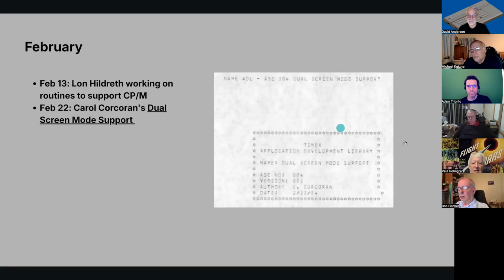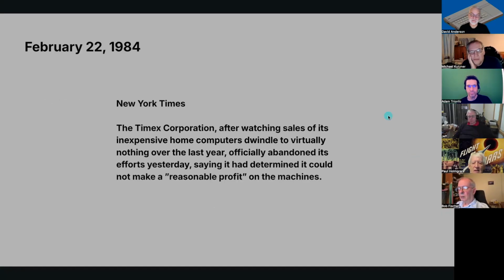February 22nd. And that date's important because that's the date that Timex went to the press and said, we're out. And that was when Lon looked around his office, packed everything into a box that he could, and left. Carol and Mike Brannigan continued to work.